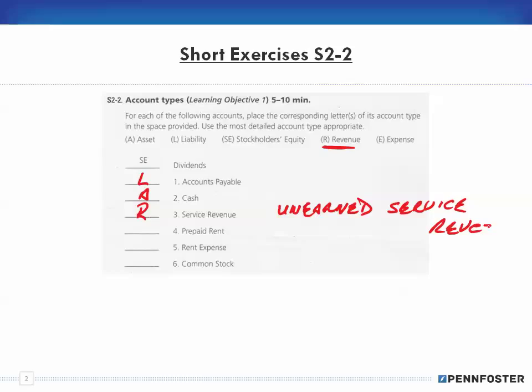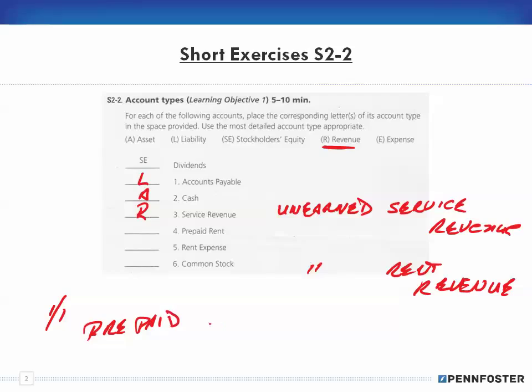or another popular one is unearned rent revenue. Okay, rent revenue, let me back up a second here. When a company, let's say you have a store in a mall, and they ask you to pay your rent on January 1st for the entire year, you're going to prepay your rent. So it's called prepaid rent, right?